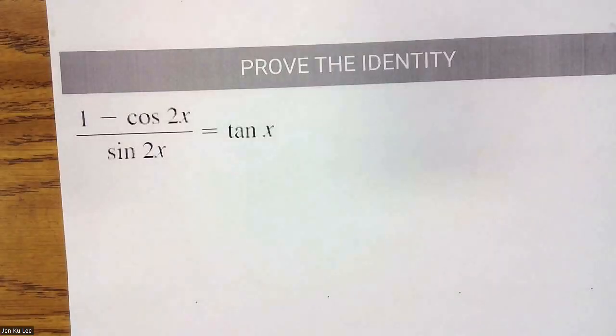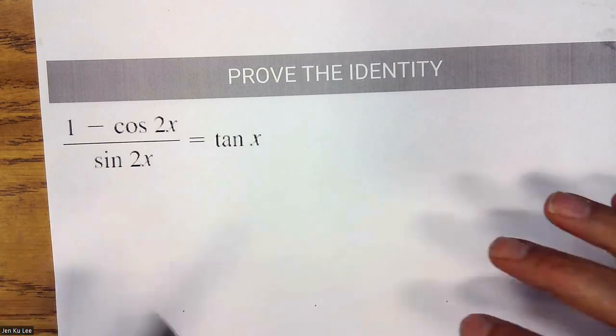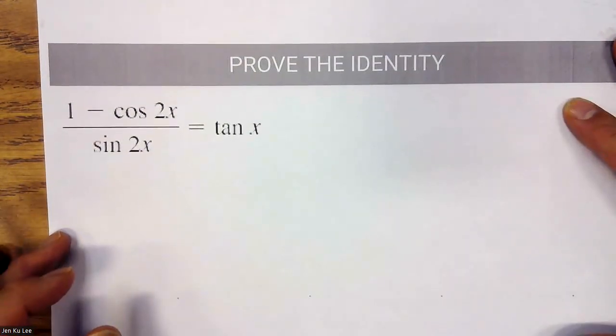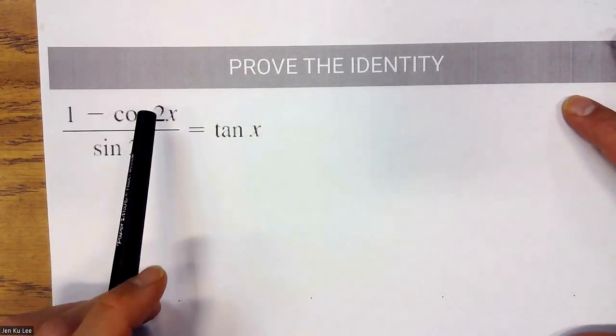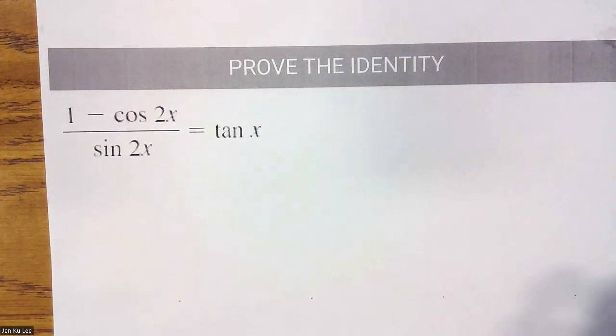So welcome everyone. This is 7.3, the proving the identity portion of the section. So I have two identities for us to prove today. The first one is 1 minus cosine 2x over sine of 2x equals tangent of x.